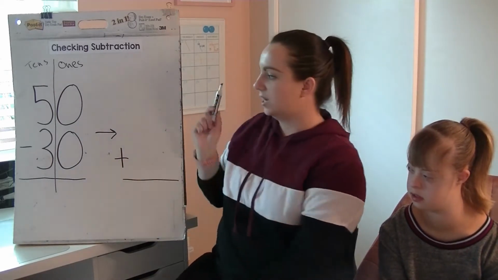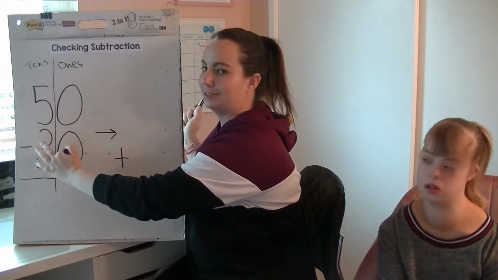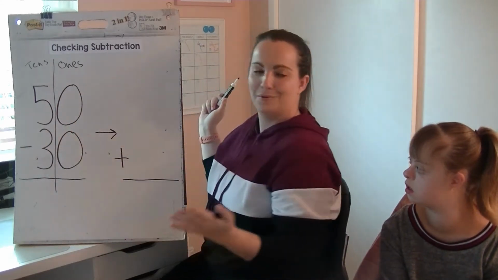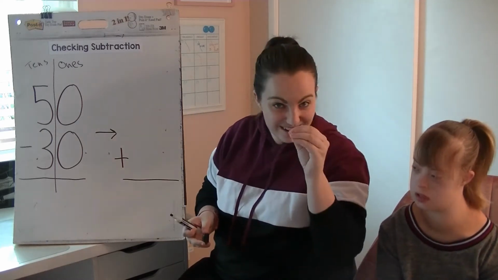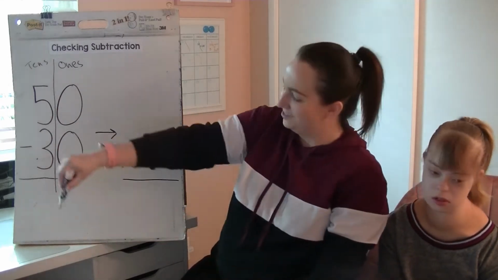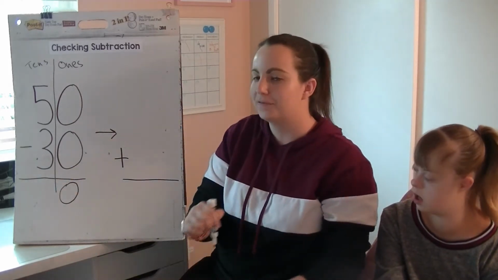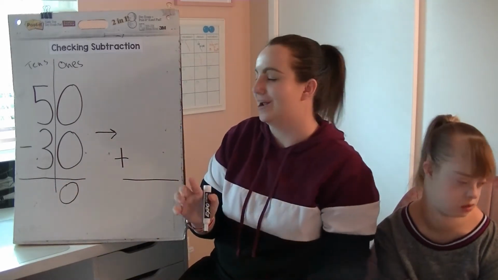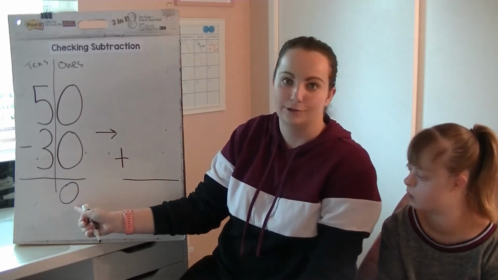Looking at just the ones, we have 0, take away 0. What's 0 take away 0? It's still 0. Nothing. So I'm going to write my answer down here. I might have started us off at a pretty nice problem, we'll say. Okay? So 0, take away 0 is still 0.